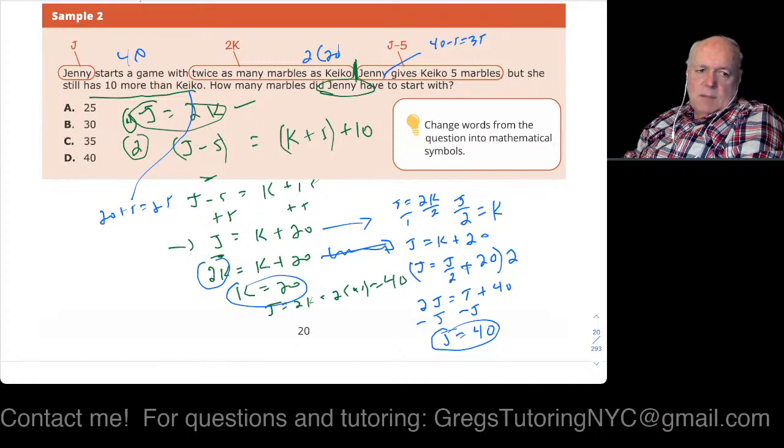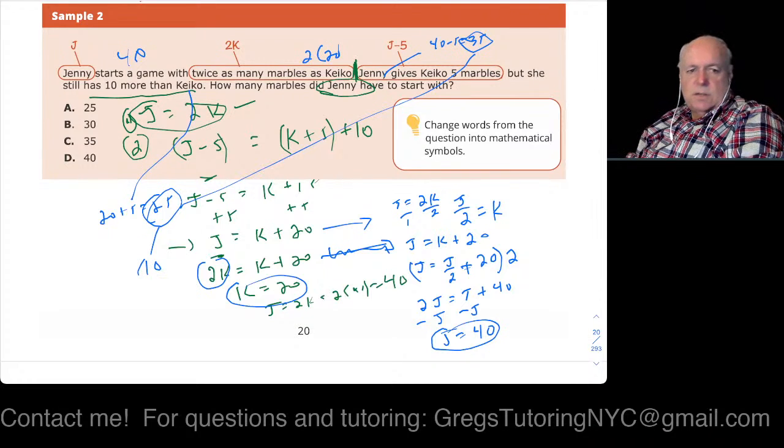Okay, and now if we compare this 25 against the 35, right, we get 10. And that's exactly what the problem is asking us to do. All right, so that's how we would do that. Anybody have any questions about that?